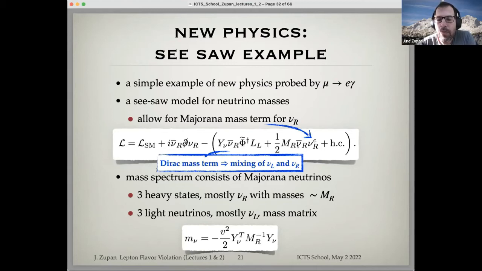So on top of the Higgs coupling, apologies, I changed the Higgs denotation. So this phi is the same as h. Phi tilde is the same as h^c.